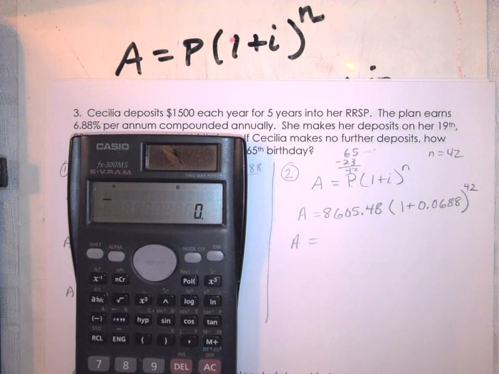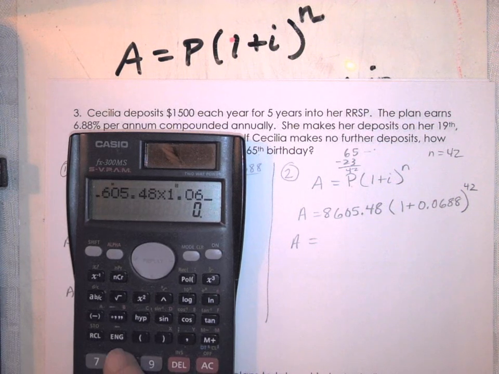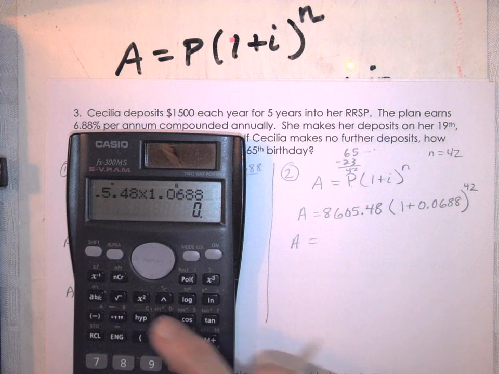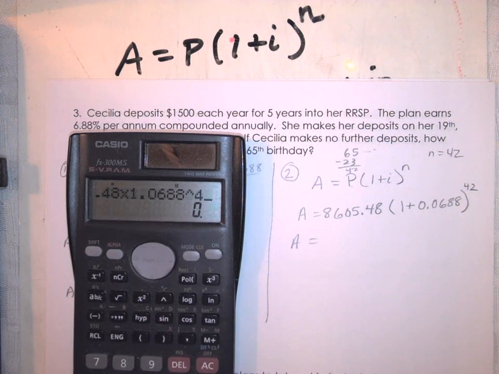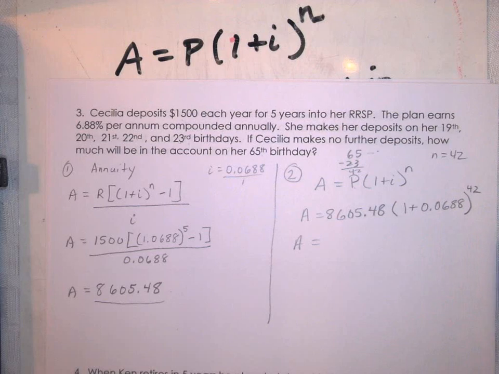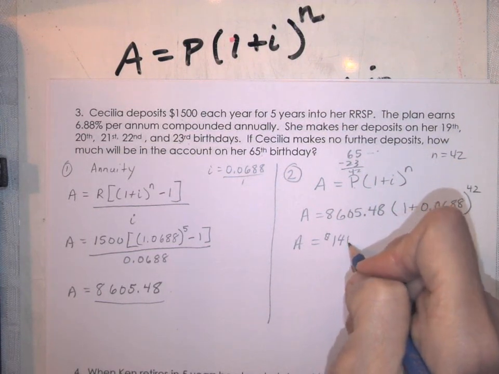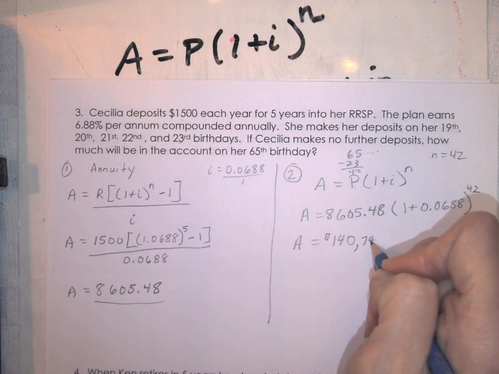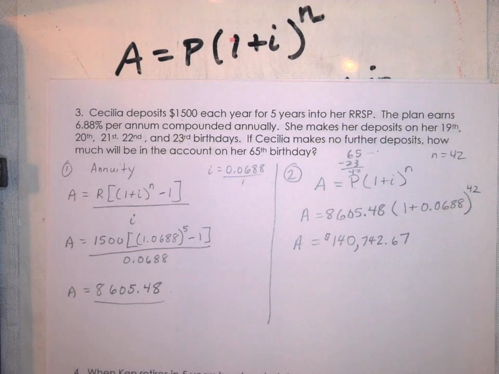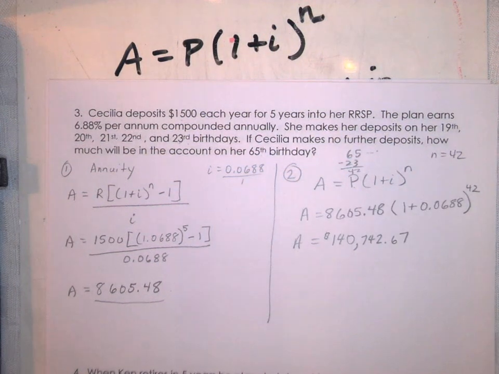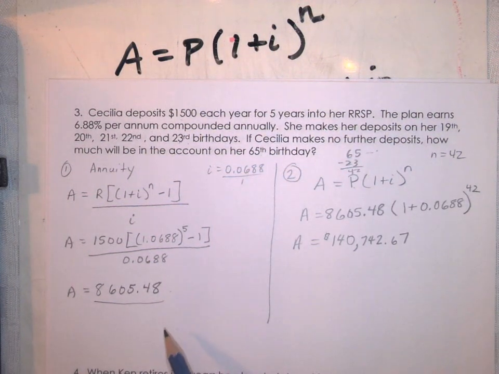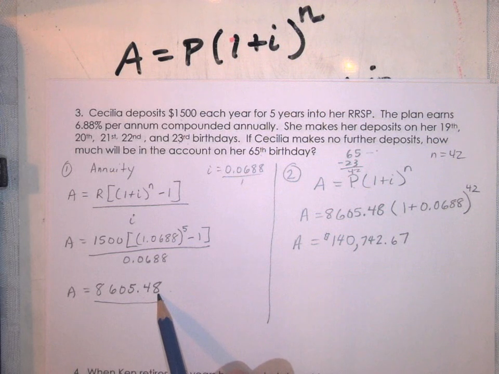So that's going to be 8,605.48 times, I can add those in my head, 1.0688 to the power of 42. So that's going to give her $140,742.67. Okay, so just over those 42 years, just accruing interest only, okay?